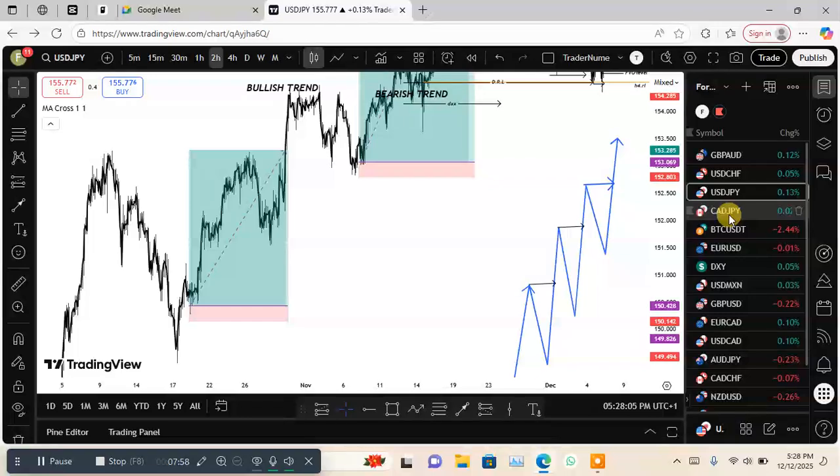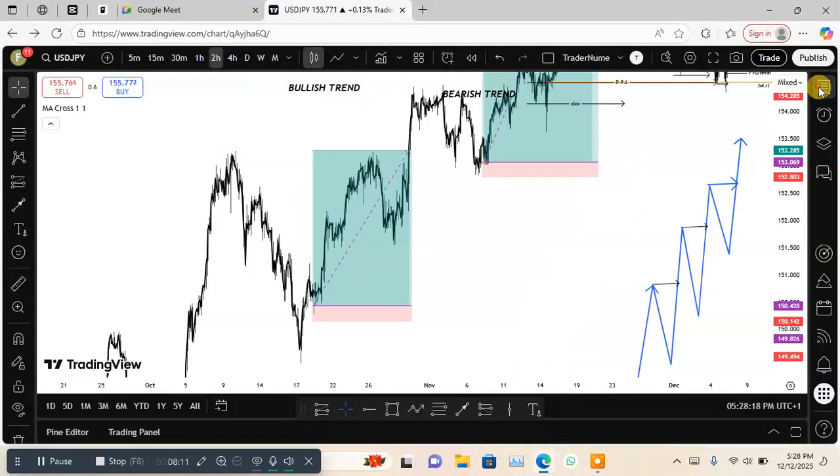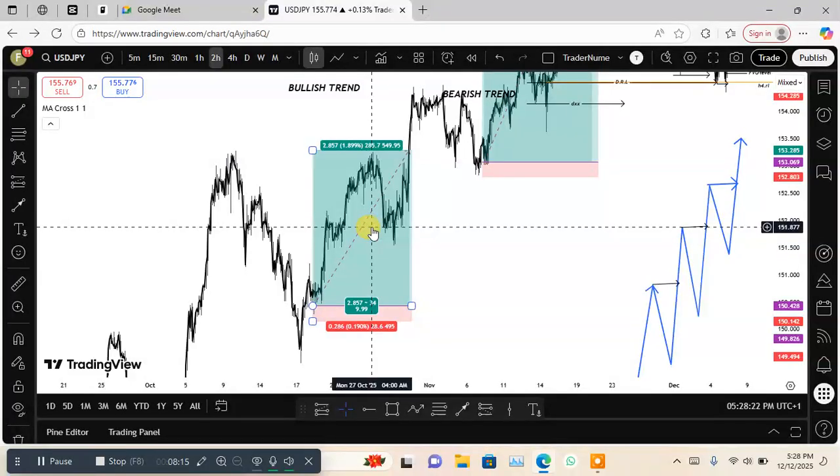If you look at the right hand side, you see all these pairs. These are the ones I'm trading, that's why I just pin them here. There are several forex pairs, and crypto pairs too, that you can trade using this TradingView platform. So now we have the time frames.